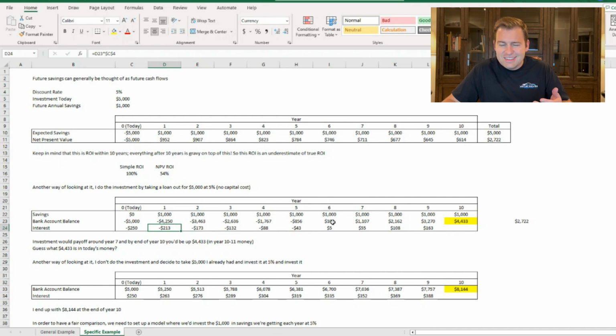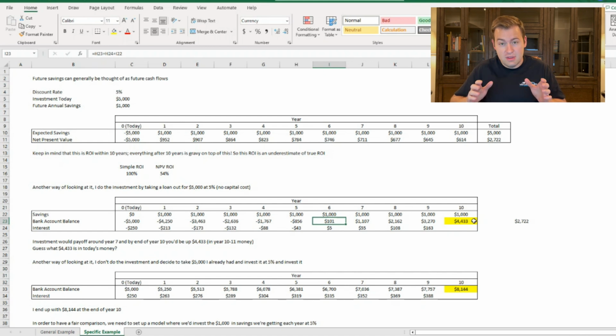And again, you can see here, you are able to pay off that $5,000 loan around year 6 or so. Your balance actually becomes positive. Now you're actually earning some interest, and you continue to get the $1,000 a year. Well, you keep going with this and continuing the formula until by year 10, you end up having $4,433, and you didn't invest a penny.